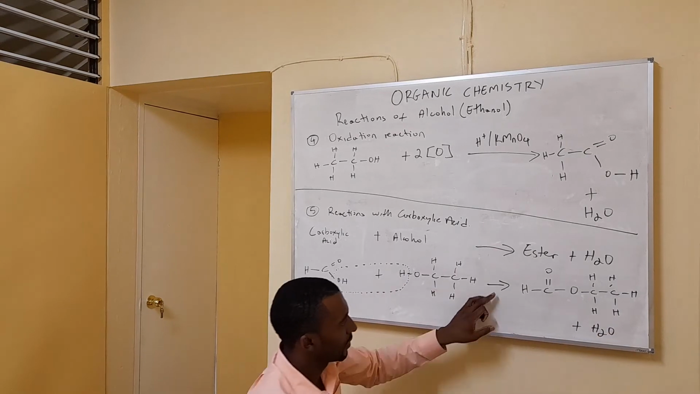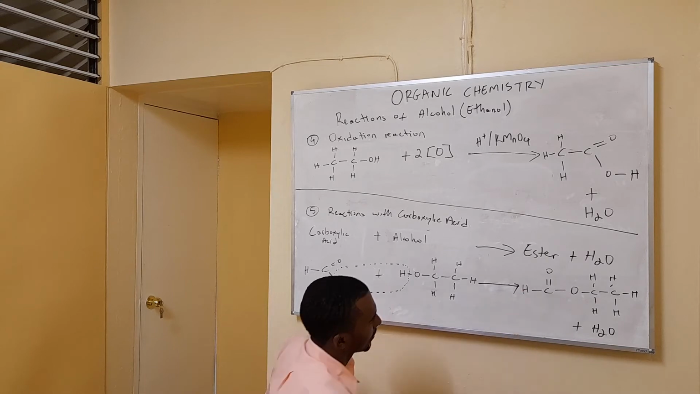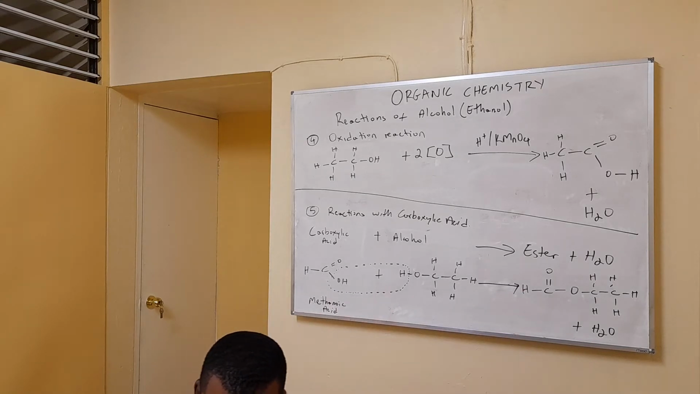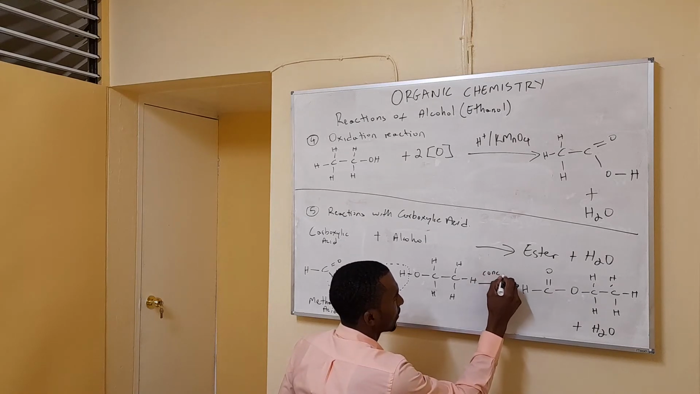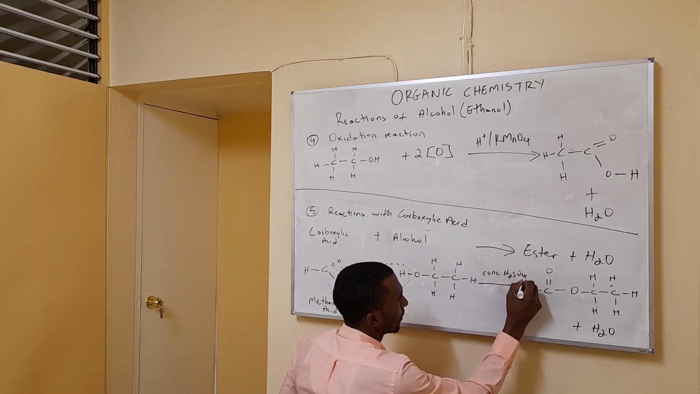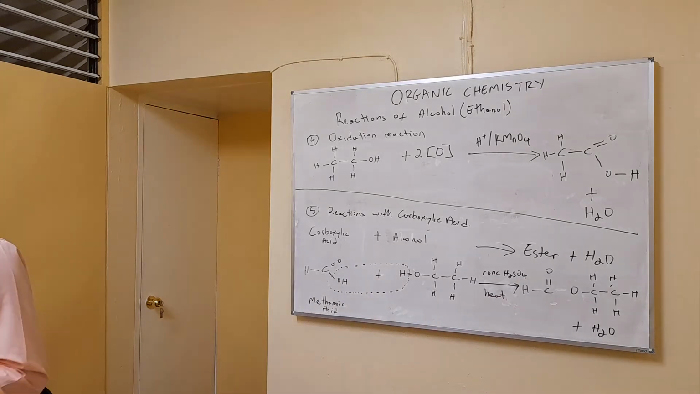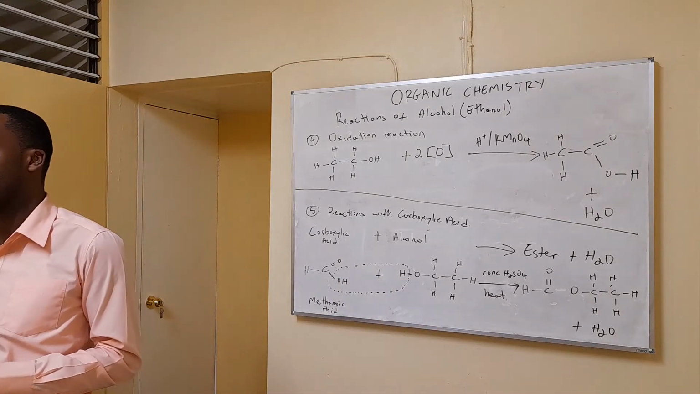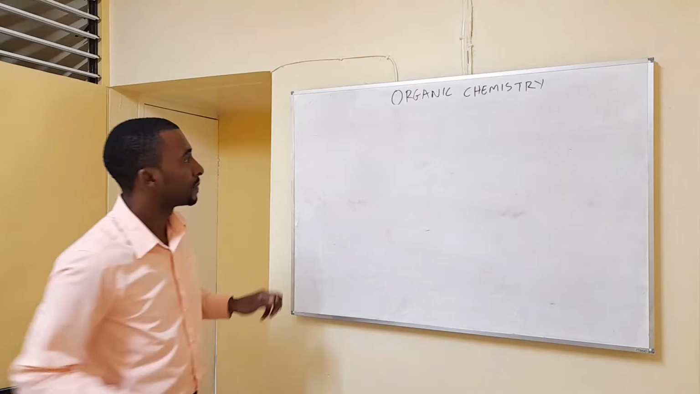These are the conditions for this reaction: concentrated sulfuric acid and heat. Right, so they didn't specify the... let's not rush the ester. Alright? So let's just look at the reactions of carboxylic acid and then that's it for today. Clear?